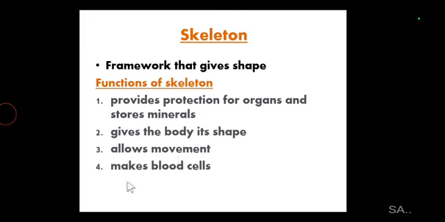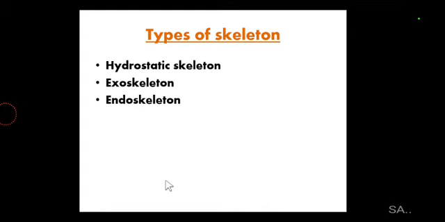Now, this function: it makes blood cells. This might be surprising for you, but that is a very essential function of the skeleton. You know that bones have got bone marrow, which actually produces the red blood cells and the white blood cells in our body. So with the help of bone marrow, the blood cells are produced by the skeleton. I hope that you've got the idea about the functions of skeleton. Now let's move towards the types of skeleton.